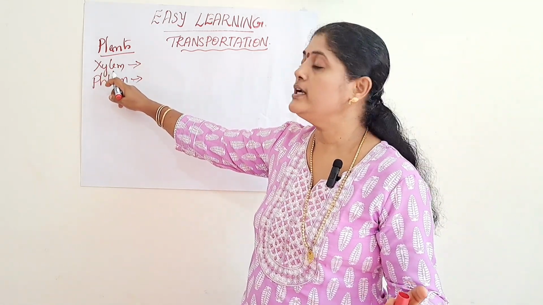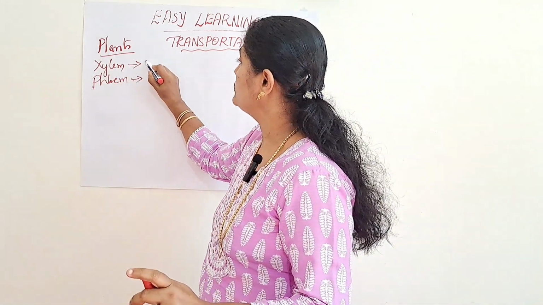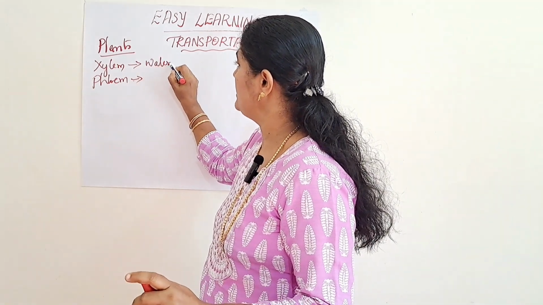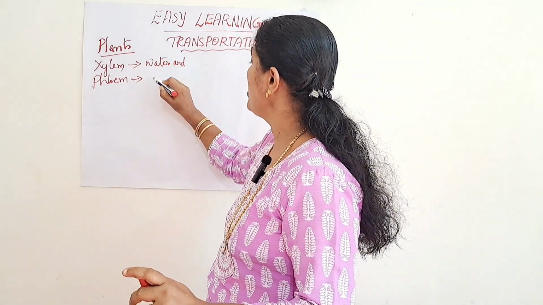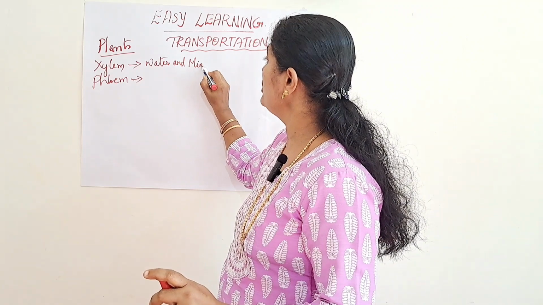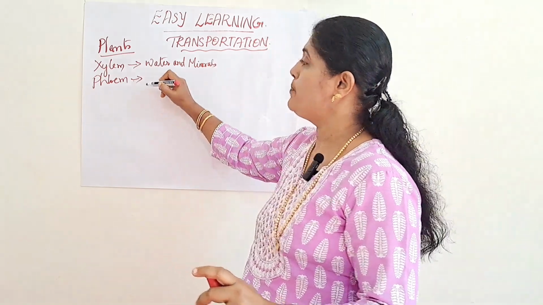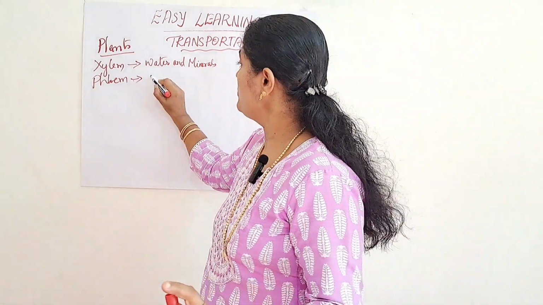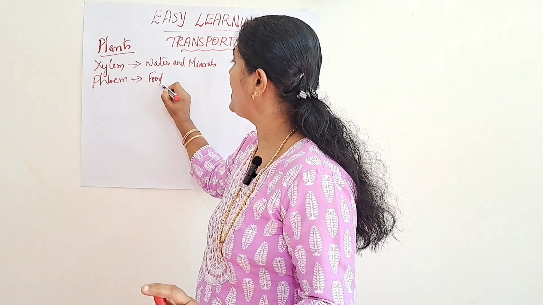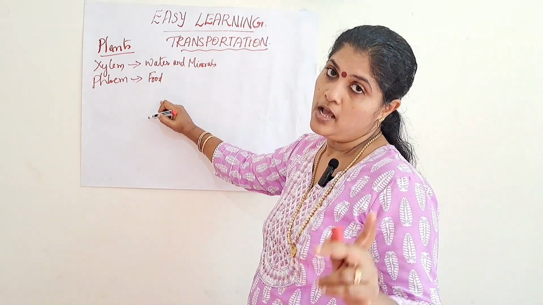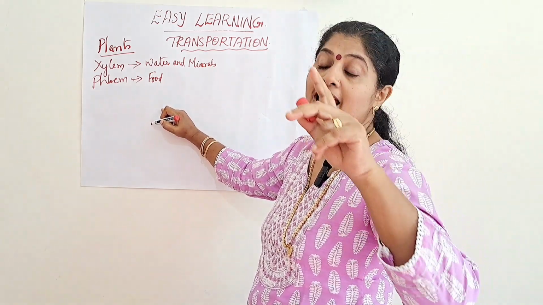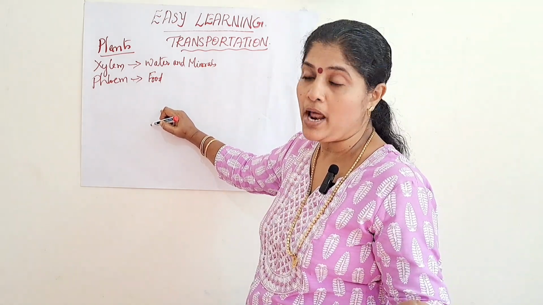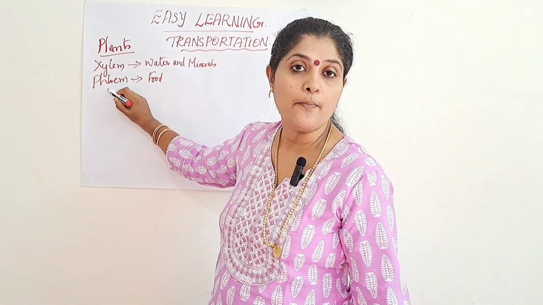What does xylem transport? The xylem transports water and minerals. This is the main function of xylem. Xylem transports water and minerals to all parts of the plant. And what does the phloem transport? Phloem transports the food which is prepared by the leaves in the plant. From the leaf, the food should be transported to each and every part of the plant. That particular process is done by phloem.